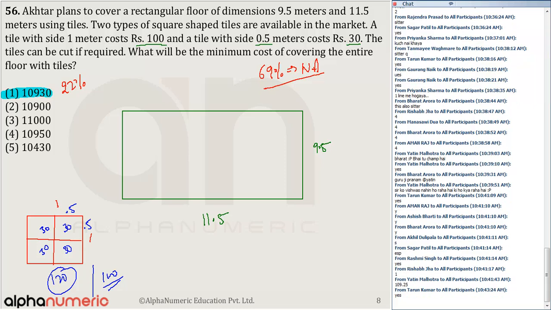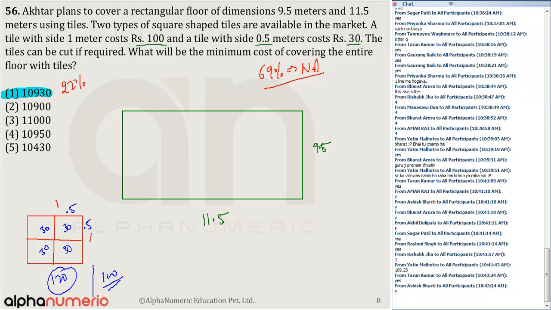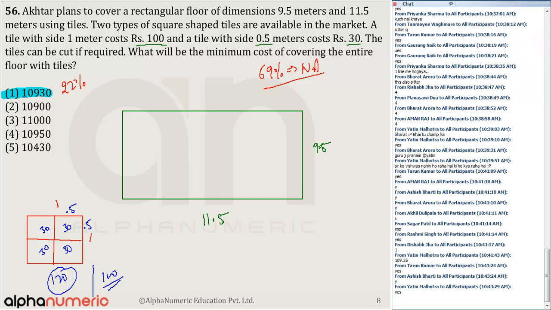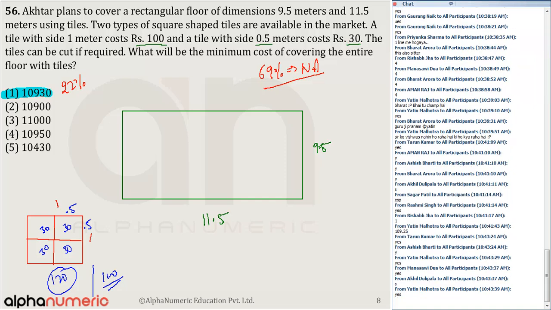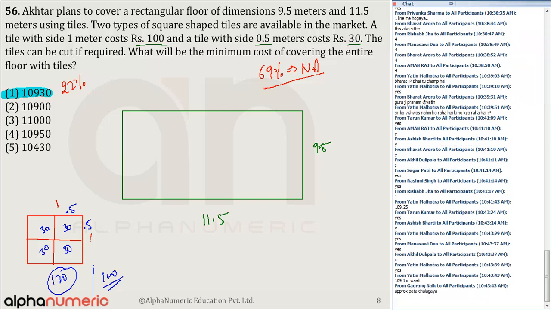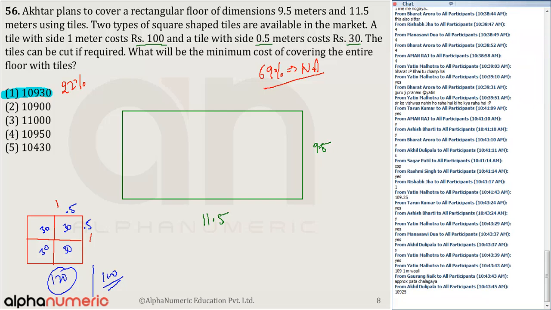ओके तो इसे कैसे करेंगे? यतीन, कैसे किया था तुमने? Area is what? 109.25. उससे करके किया था क्या? उससे आंसर आ गया था कि 109. और आई कैन से हाँ ठीक है. तो अगर 109. If you are seeing that a total area, approximate पता चल जाएगा, but there are options which are very, very close also.